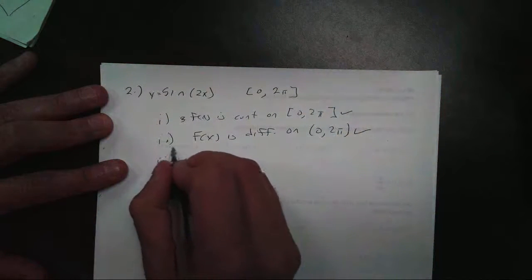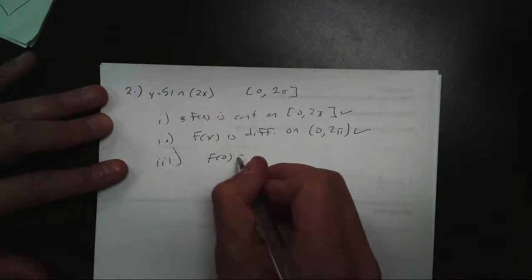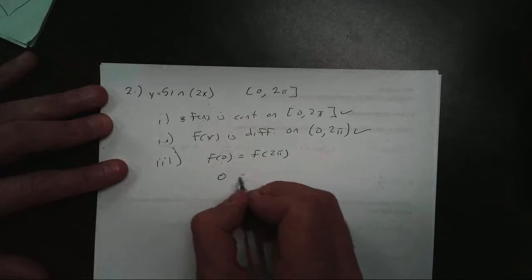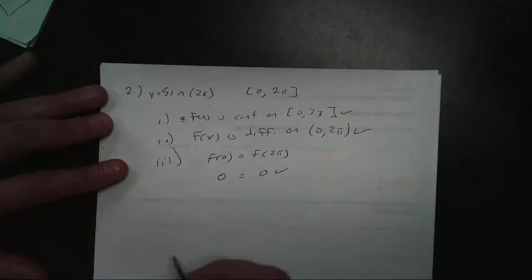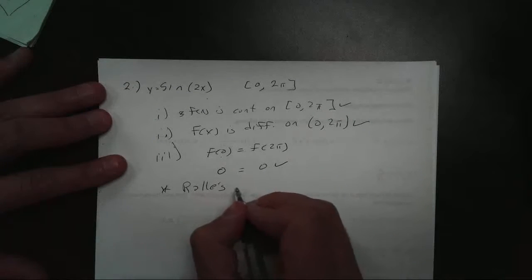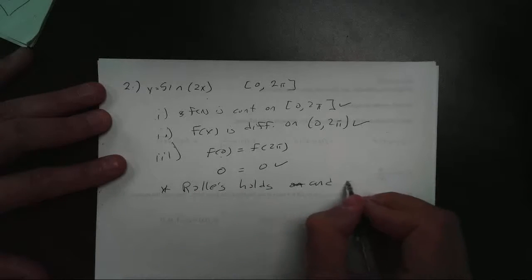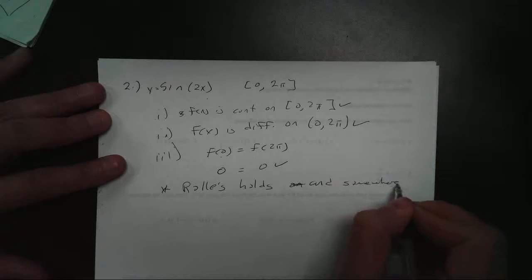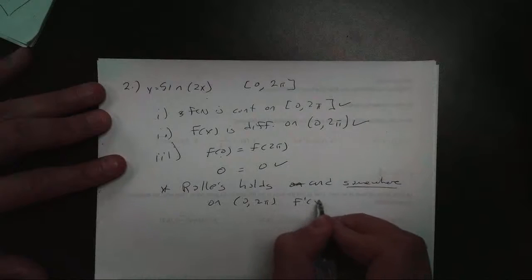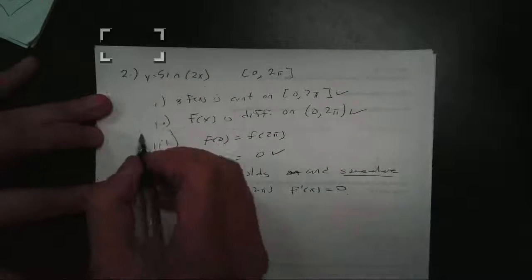3, because we're using Rolle's theorem, we have to say that the start value at 0 equals the end value at 2 pi. Sine of 0, 0. Sine of 4 pi, 0. It works. Now we have to say the next part. Rolle's theorem applies or holds on that interval. And somewhere, I like to say somewhere, on this interval, 0 to 2 pi, the slope must equal 0.